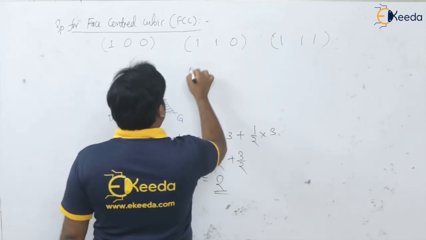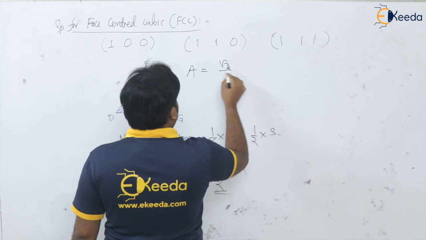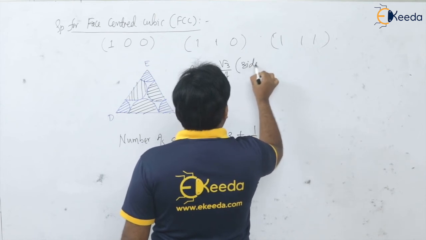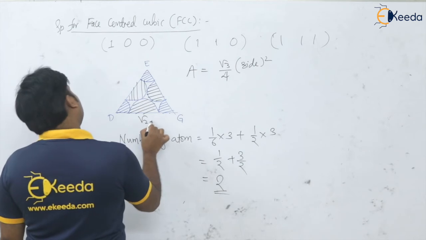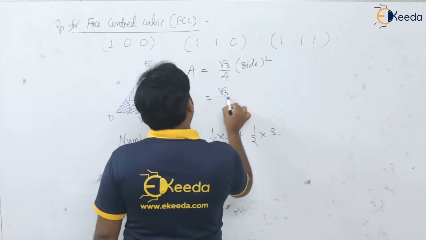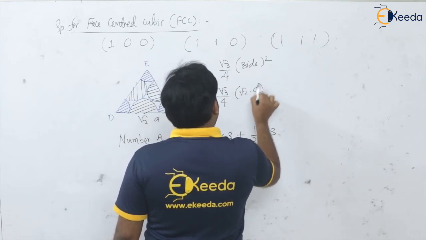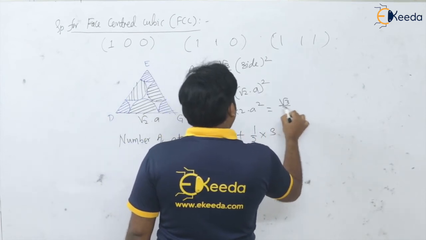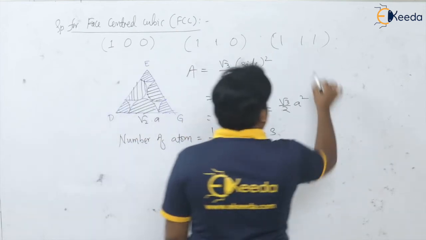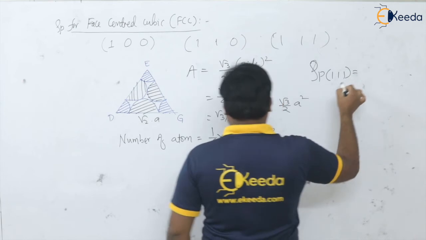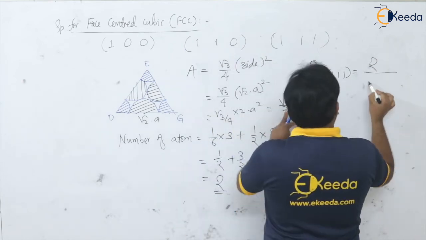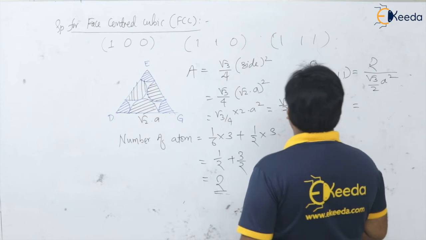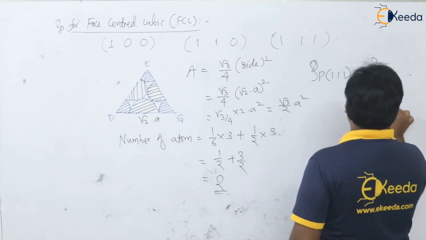And what is area of this equilateral triangle? Root 3 over 4 into the side square. Side kya hai? Root 2 times A, that is root 3 over 4 into root 2 A square. So it is root 3 over 4 into 2 A square. It will be root 3 by 2 A square. Isn't it? And what will be the planar density for plane 111? Number of atoms 2 divided by root 3 by 2 A square. So how much it is? 4 upon root 3 times A square.